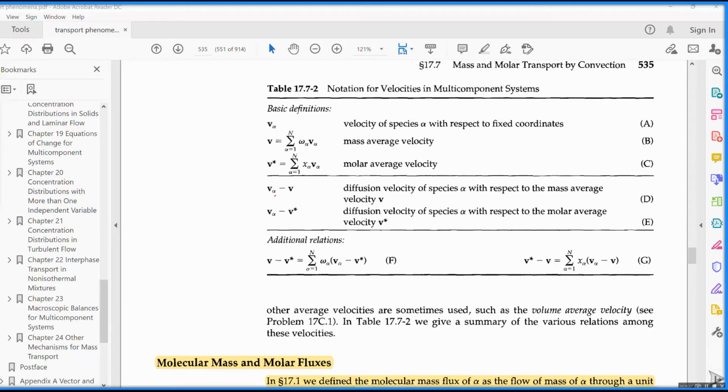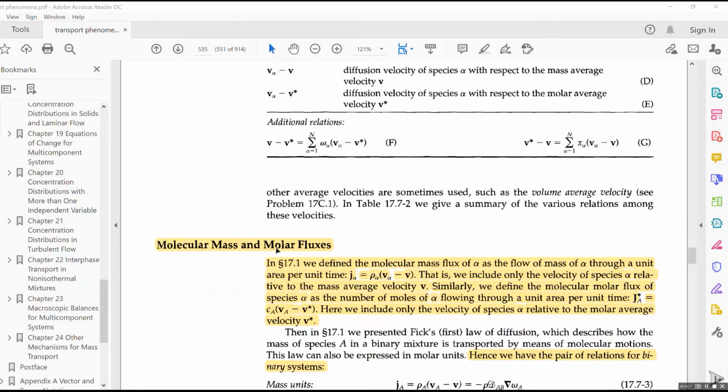Then V alpha minus V, where V is the average velocity of the total system and V alpha is the average velocity of the species alpha, gives the diffusion velocity of the species alpha with respect to the mass average velocity V. Again, V alpha minus V star gives the diffusion velocity of the species alpha with respect to the molar average velocity V star. So in addition, the relations: V minus V star gives that result, and V star minus V gives that result. Okay, let's move to the next part.